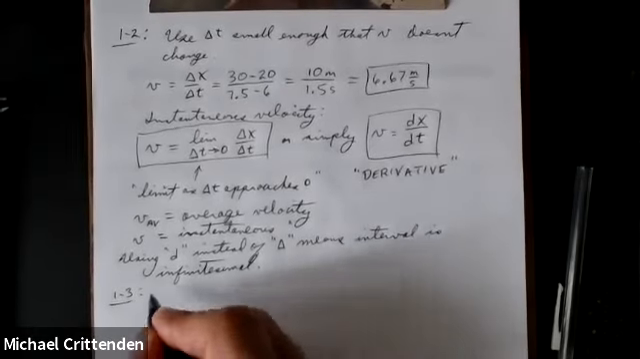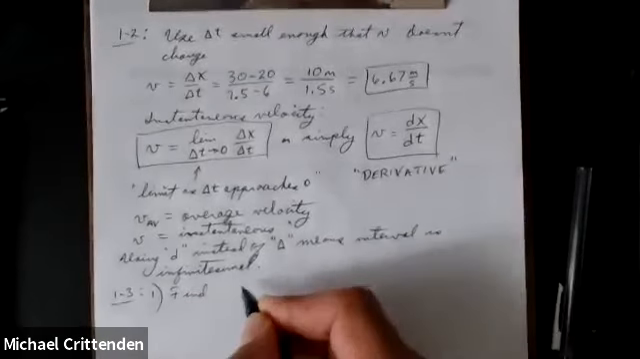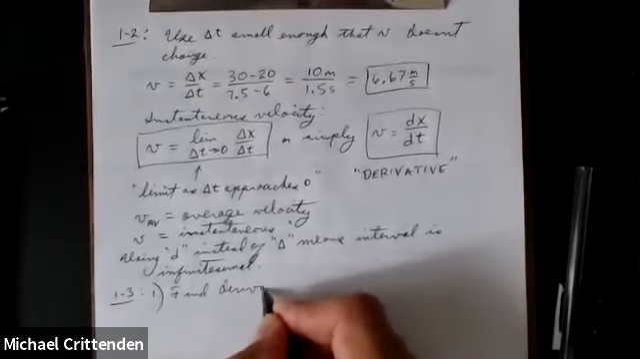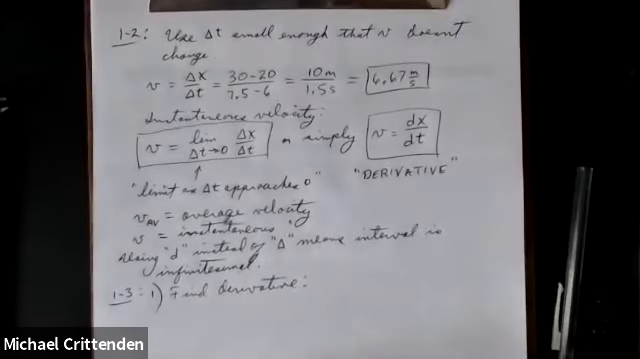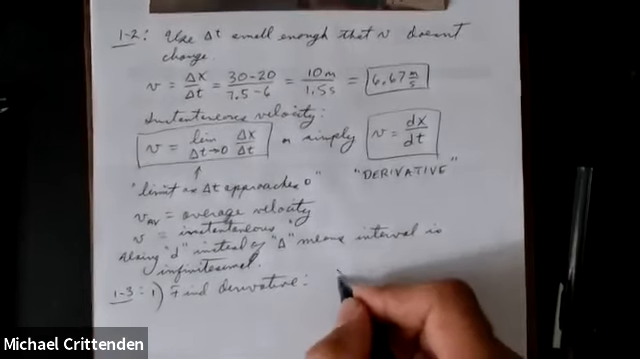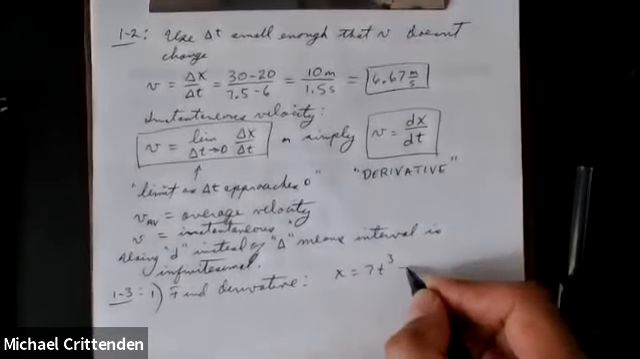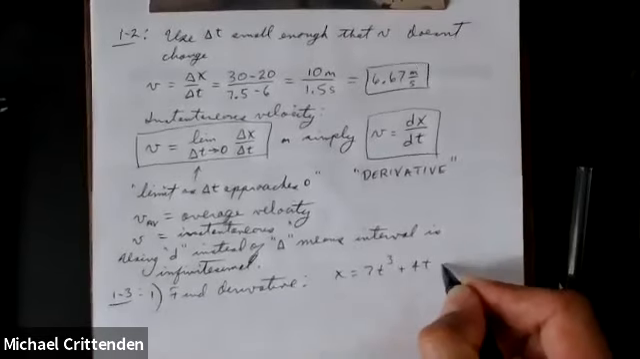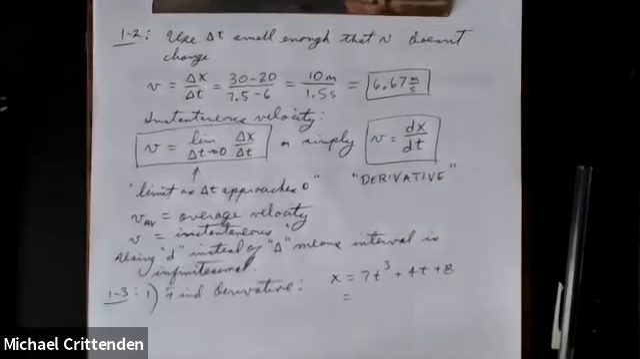Kind of a two-step process. First of all, you have to find the derivative of that function that you were given. So maybe I should copy it over as a starting point. If x equals 7t to the third plus 4t plus 8, where x is measured in meters and t is measured in seconds. Always keep an eye on the units.